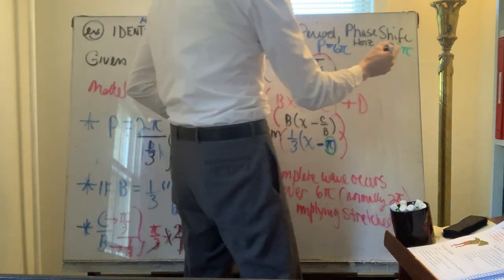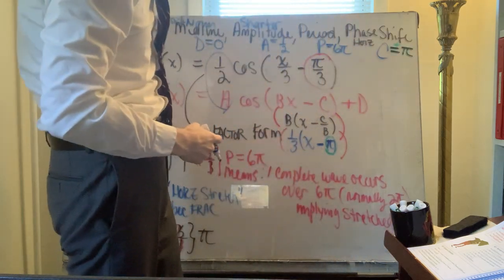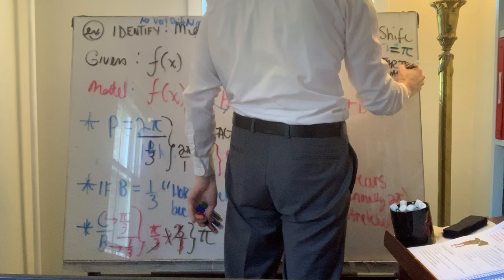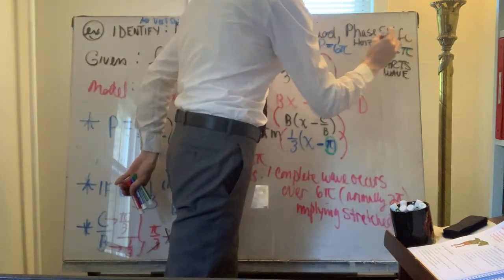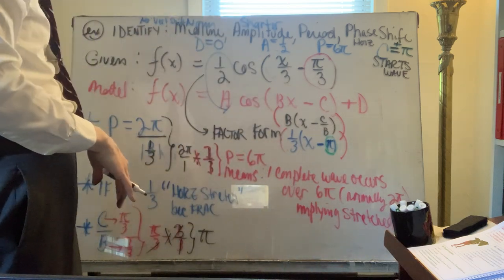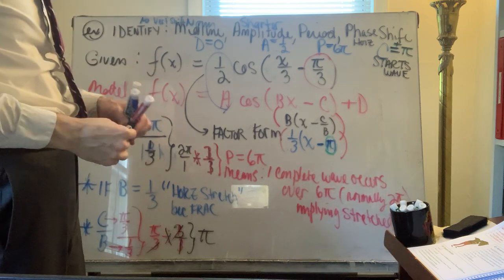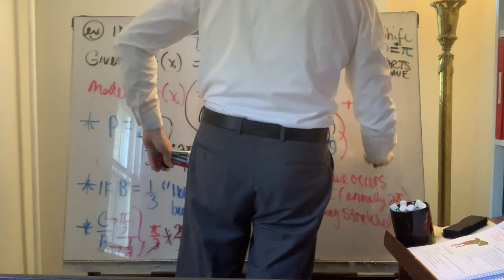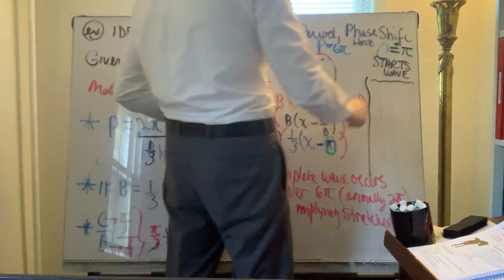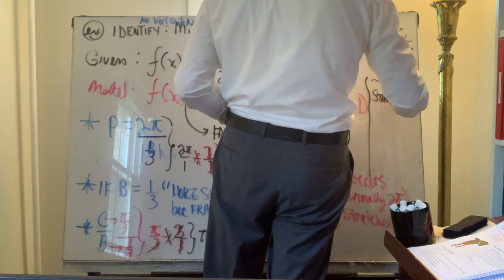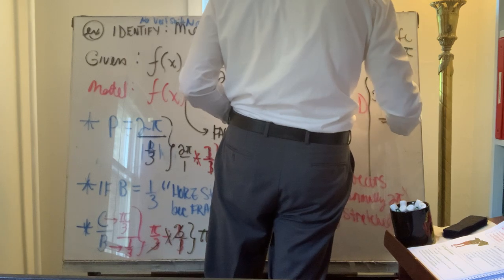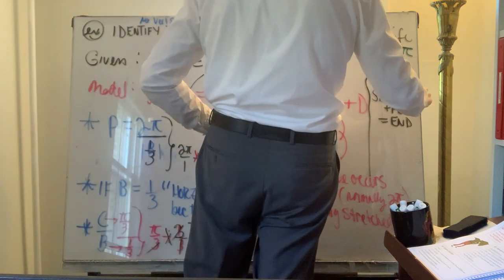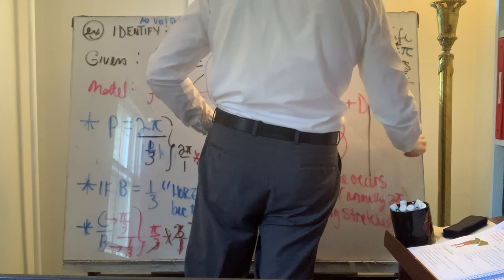In theory, if C equals pi, then that would be where the waves start. So positive, was it? It's a minus here. It's annoying because it's counterintuitive. The end of the wave, I know you're not asked to do that per se, but just as another thought here, right? If the wave starts at pi, then the start plus the period should equal the end. So if the start is pi and the period is 6 pi, then it ends at 7 pi.